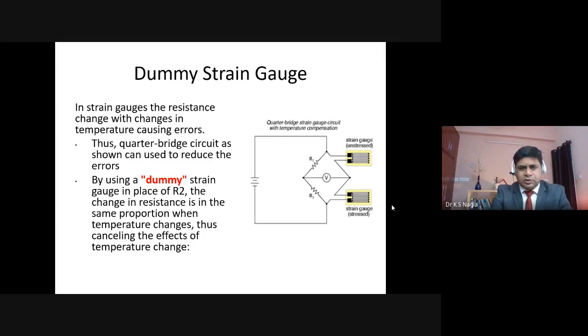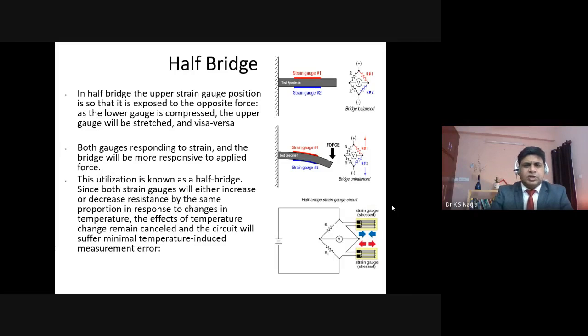The strain gauge can be connected in different forms, such as the half bridge, where the electrical bridge can be excited with the strain gauge. In a half bridge, the upper strain gauge is positioned so that it is exposed to the opposite force. As the lower gauge is compressed, the upper gauge will be stretched, and vice versa.